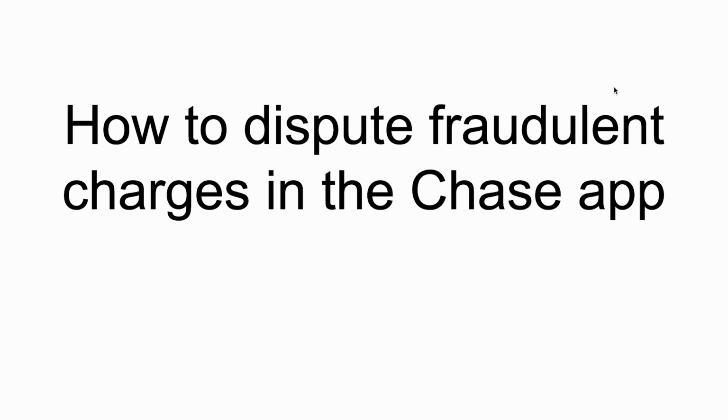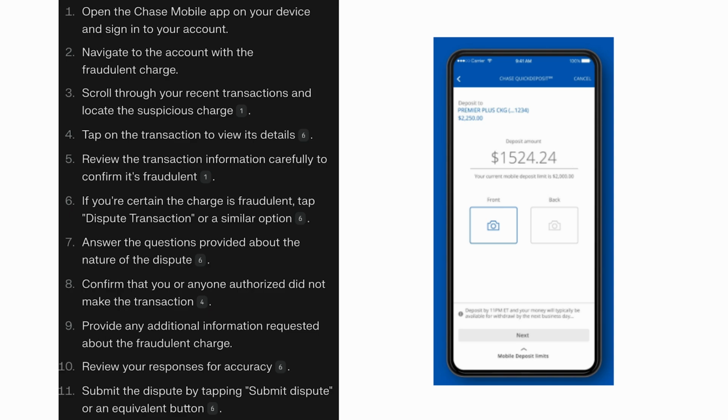In today's video, I'm going to be showing you guys how to dispute fraudulent charges in the Chase app. The first thing you want to do is open up the Chase mobile app on your device and sign into your account. Then navigate to the account with the fraudulent charge, scroll through your recent transactions and locate the suspicious charge. Then tap on the transaction to view its details.